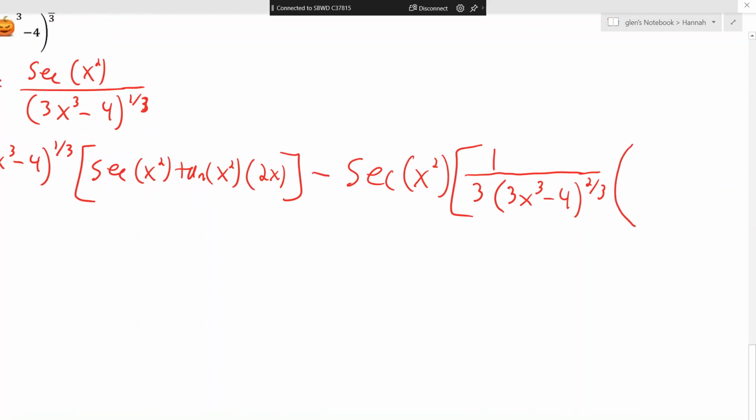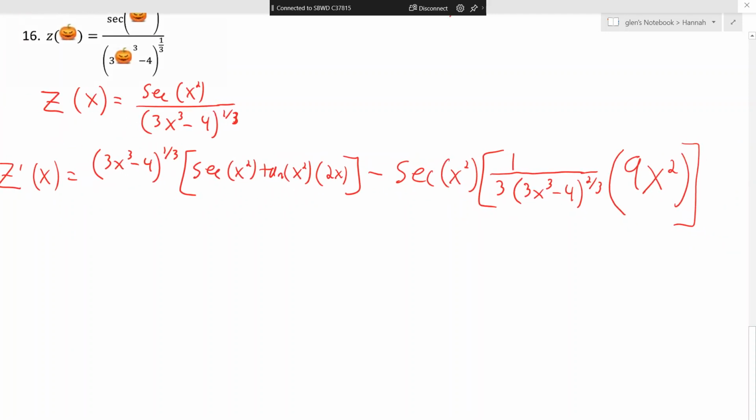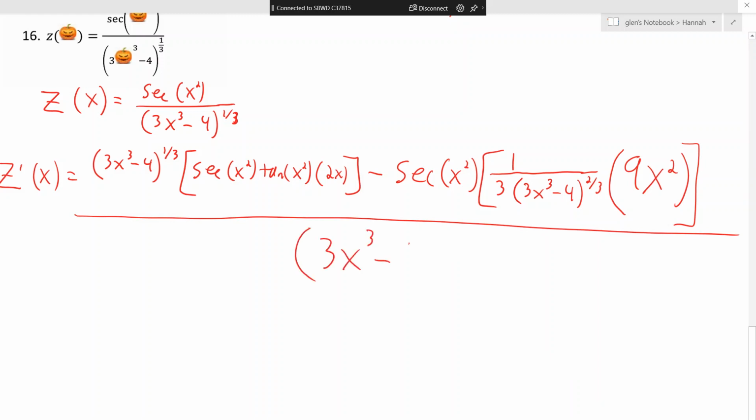times the derivative. So the multiplication, the chain rule, is always on top. It's always in the numerator. So make a big parenthesis. So this whole fraction times 9x squared. That's high d low. And that's all over the denominator squared, which takes that 1/3 power and makes it 2/3. That's it. There's a lot going on there, but that's the end.